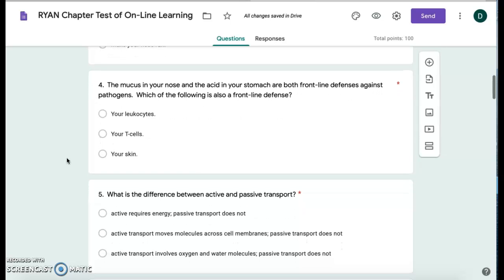Number 4. The mucus in your nose and the acid in your stomach are both frontline defenses against pathogens. Which of the following is also a frontline defense? Your leukocytes, your T cells, your skin.